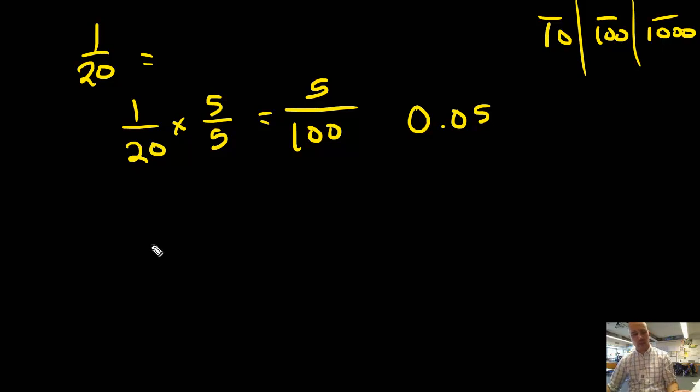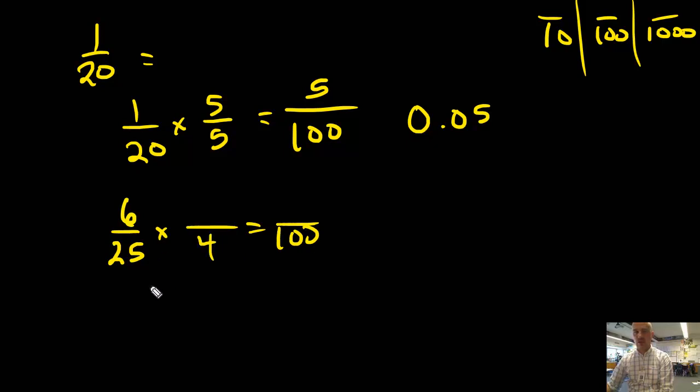Let's try another one. Let's do 6/25ths. Express that as a decimal. Well, 25, which one am I going to turn it into? I can't turn it into 10. I could turn it into a thousandth, but closest will be 100th, right? And 25, turn it into 100. Well, I would multiply it by 4/4. 6 times 4, 24. So 24/100ths.